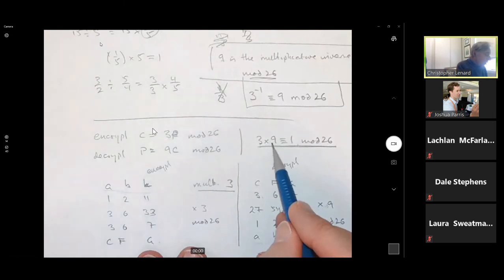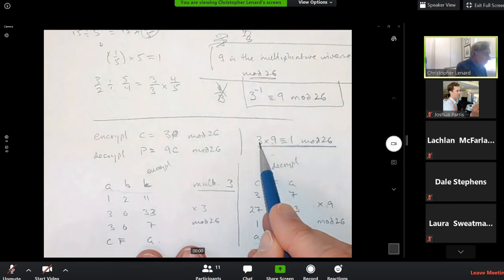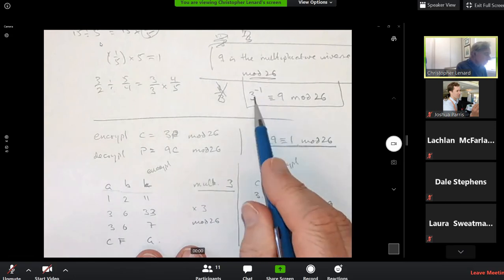How are 3 and 9 related? 9 is the multiplicative inverse of 3.